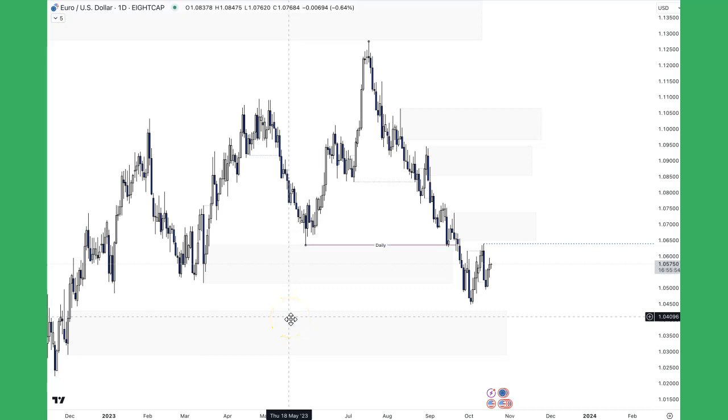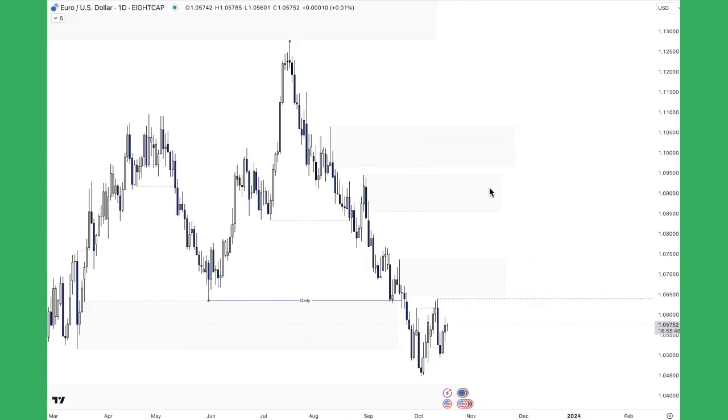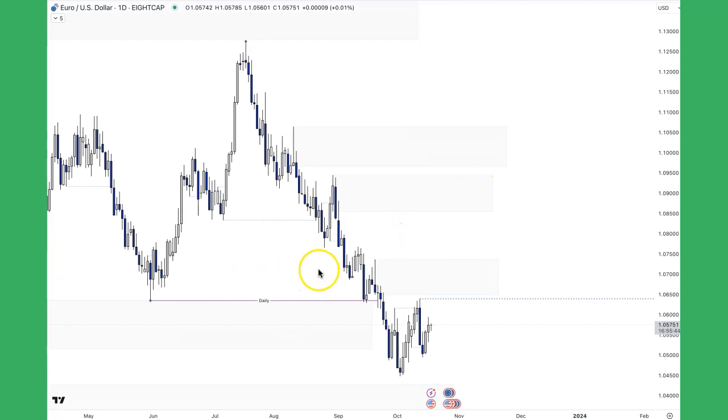Daily markup for Euro USD, Wednesday the 18th of October 2023. This is the daily chart. On the daily, the swing structure is bearish. We've had a break of structure here, and after a break of structure we can anticipate a pullback to happen.